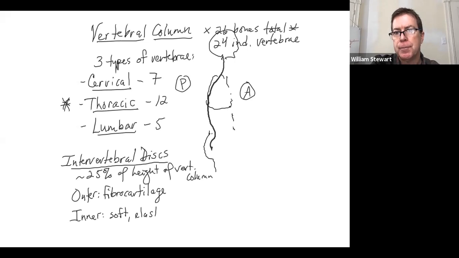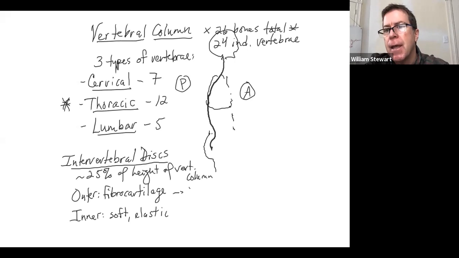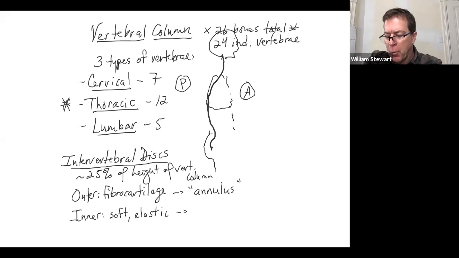portion. Sorry, that's supposed to read elastic. The outer portion, the fibrocartilage, tougher fibrous thing is called the annulus, A-N-N-U-L-U-S. The inner portion, the jelly portion of that donut is called the pulposus.